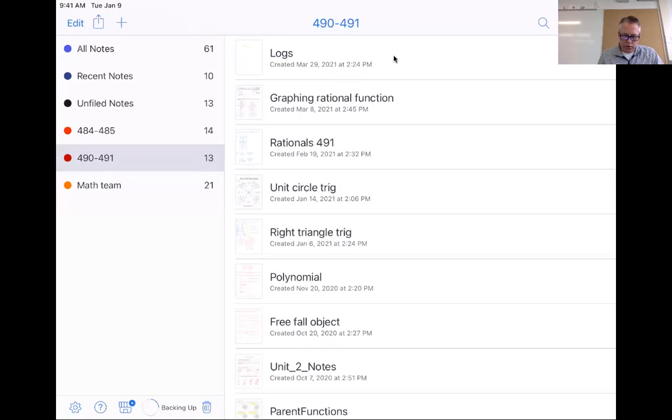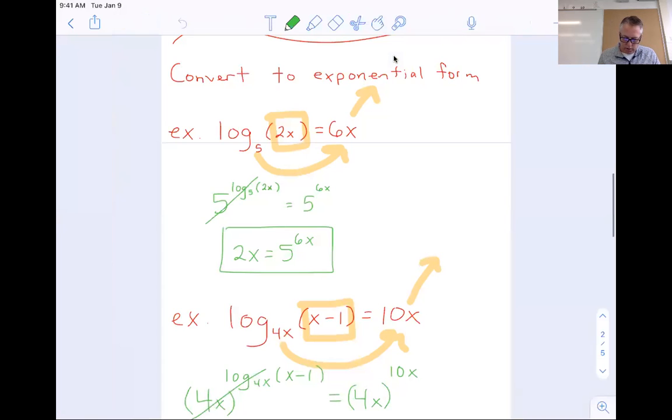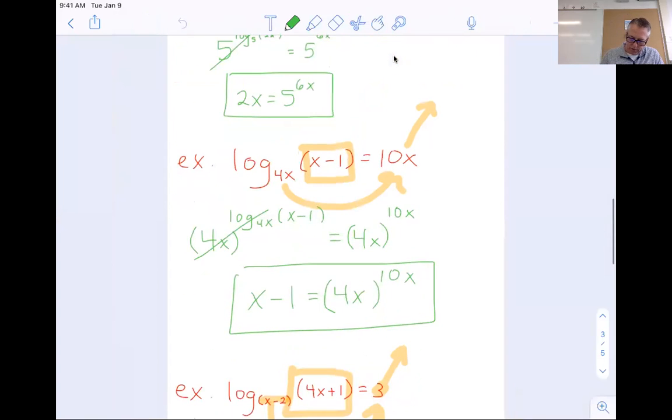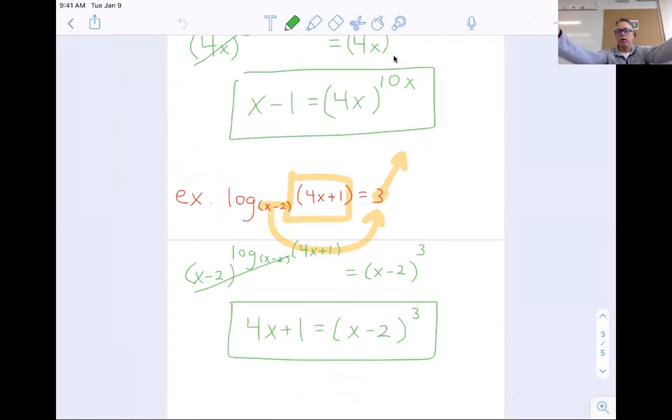I'm going to add yesterday's notes where we started the logs. And so we were converting from log form to exponential form. Okay, we talked about that, and that skill is going to come into play. There's a reason that we're not going to use it much today, but we're going to keep practicing it because when we start to use it, we use it a lot.